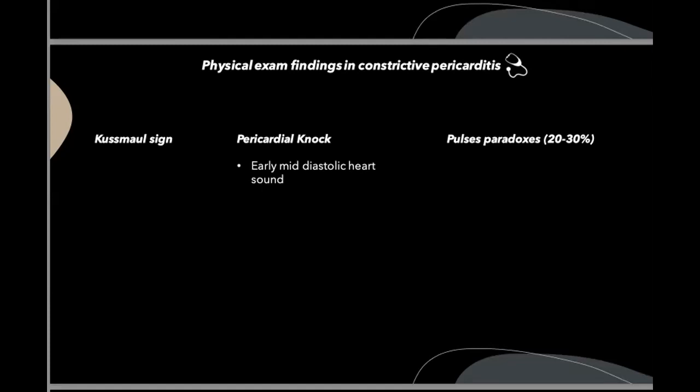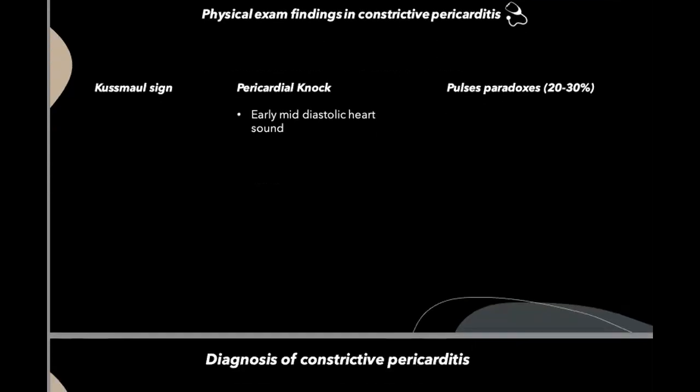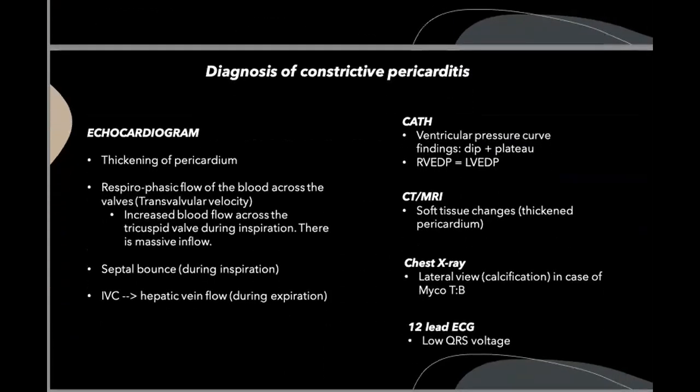This will be pulsus paradoxus. We will talk about it more in cardiac tamponade, where it will actually be a very good finding, one that can be used to suggest cardiac tamponade. So this will be for the physical examination. And for diagnosis of constrictive pericarditis, we will have an echocardiogram.